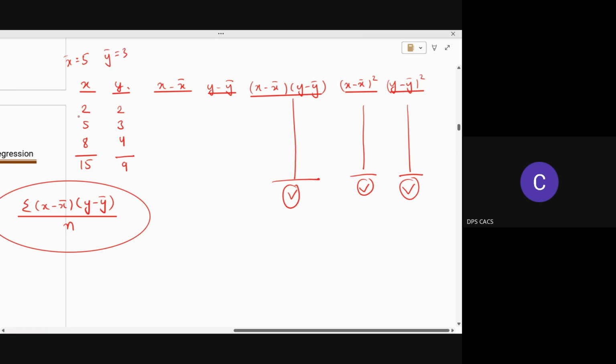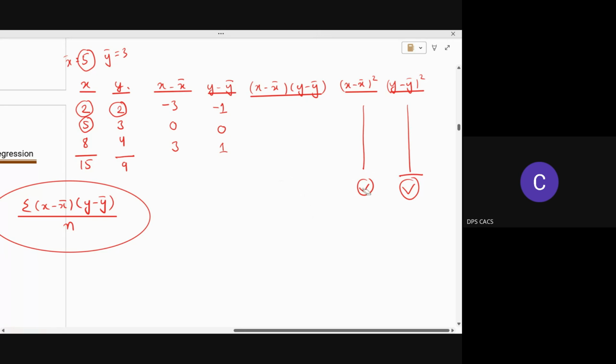X minus x bar. 2 minus 5. Do not copy. Do it yourself. 2 minus 5 is minus 3. 5 minus 5 is 0. 8 minus 5 is 3. The total of this column is always 0. We know that. Property number 2 of arithmetic mean. But do not do the total. Not required at all. Next column. 2 minus 3, minus 1. 3 minus 3, 0. 4 minus 3, 1. But I do not need the total of them.